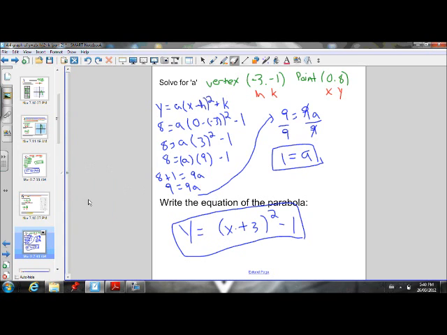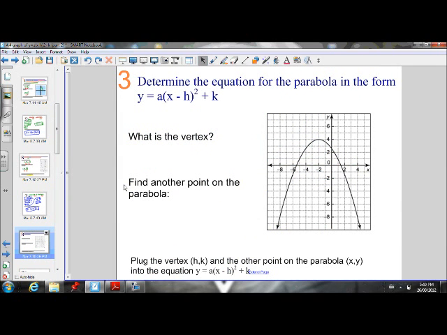Okay, let's try a third example here. Example 3. Determine the equation for the parabola in the form y = a(x - h)² + k. First off, what is the vertex? And you'll notice in this one, I didn't even tell you the vertex in the question. So that's okay, because we can look on the graph and we can find it. The vertex is the very maximum value of this parabola. The parabola opens down, so it has a maximum. That maximum value looks like it's at (-2, 4).